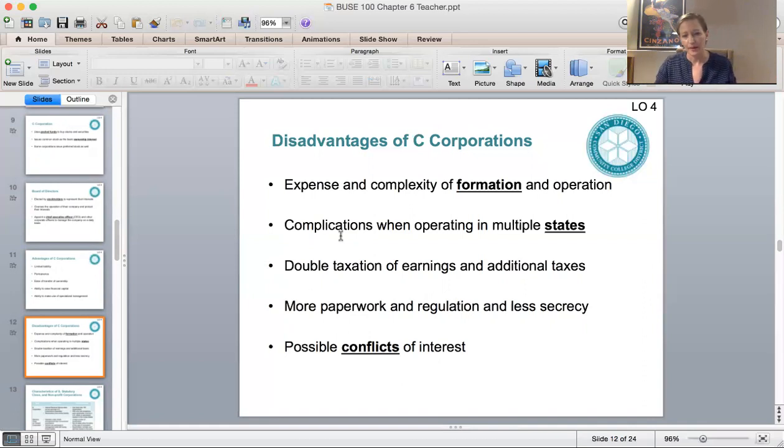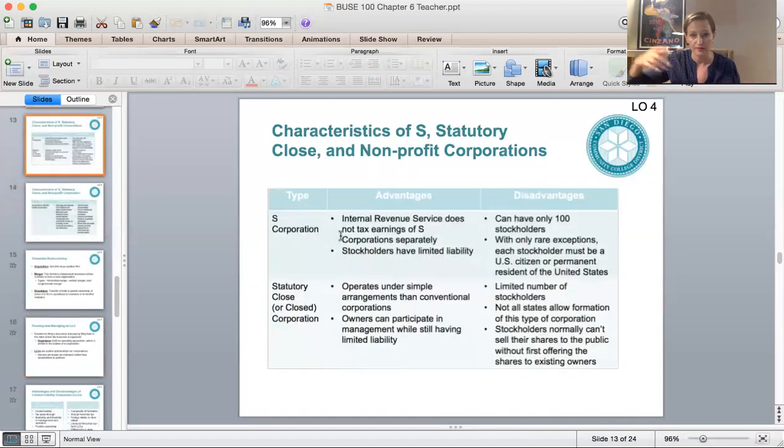There's a lot of paperwork. If it's a publicly traded company, there's no secrecy, and there can be some serious conflicts of interest. So there are other types of corporations in which we can get rid of those issues, including an S corporation. Love an S corporation. It's different than a C corporation in that it's taxed only once. However, you can only form an S corporation if it's a smaller company, with 100 or fewer stockholders, and every single stockholder has to be a U.S. citizen.